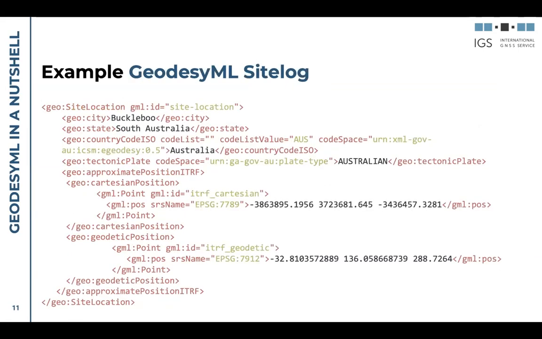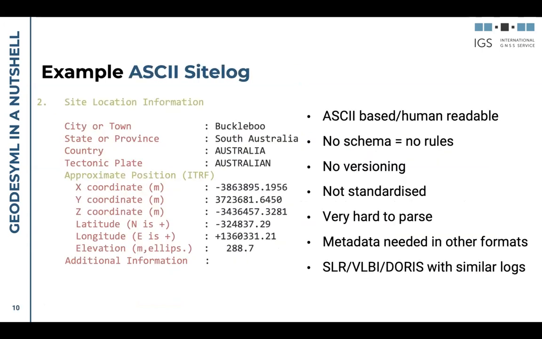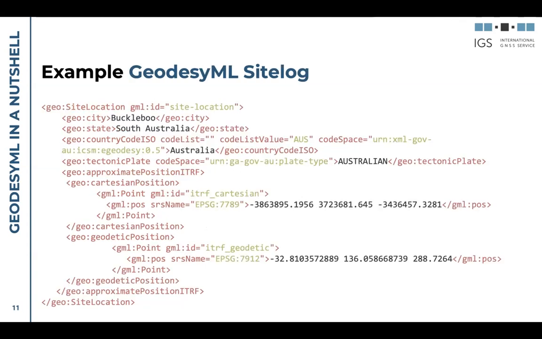And this is just an example of how the same site location information would look in GeodesyML. So you see that you have code lists available for the countries, for example, or for the tectonic plates, and also information for in which reference system the coordinates are listed.